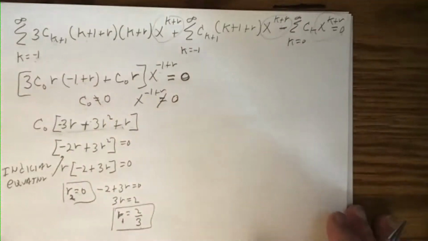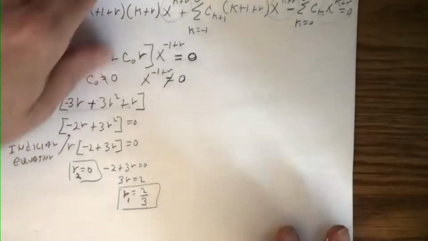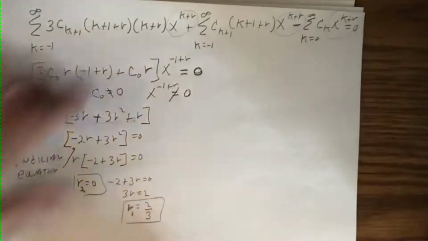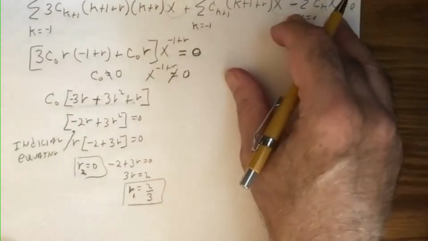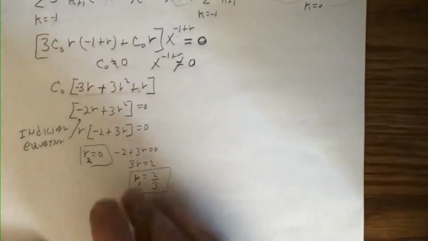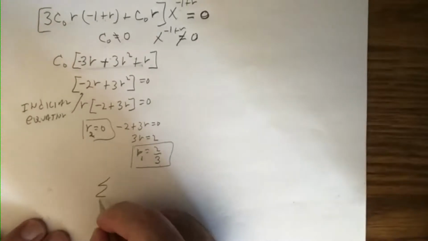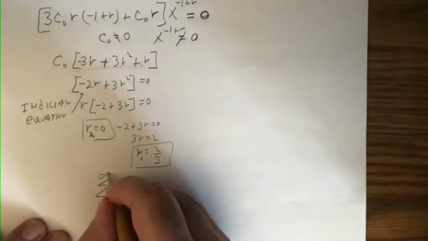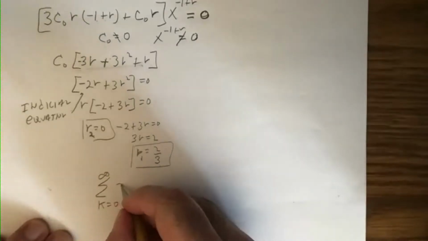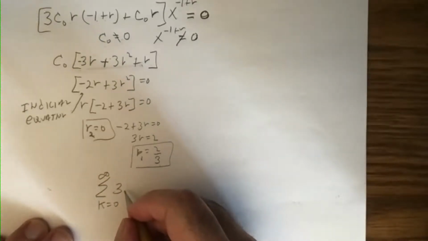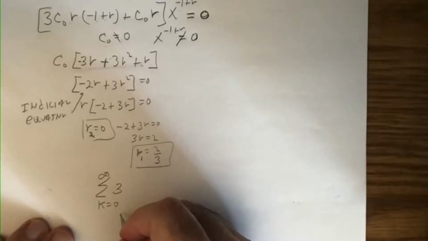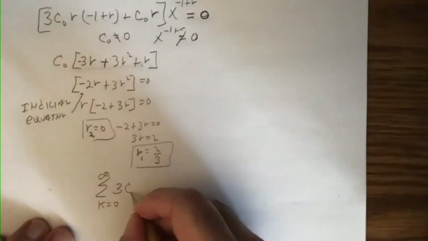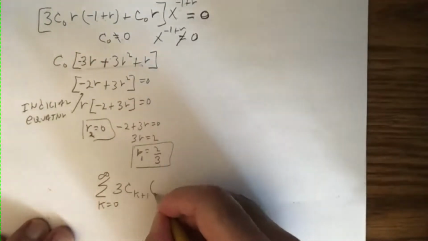So now I got this. We worked on this and we got R1 and R2. So now I can put everything under a common summation. I can write everything now as the summation, k equal to 0 to infinity. Everything's going to be 3, and then this is k. I'm just putting everything under the same summation.